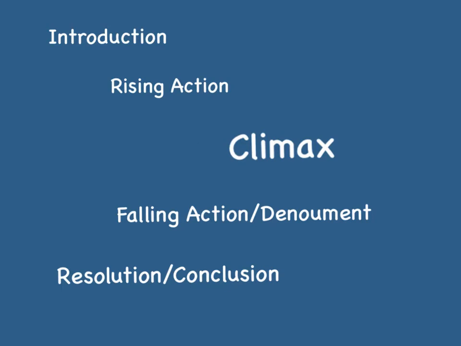After the climax is the falling action, and some people refer to this as the denouement. And this is when all of those loose ends start to get tied up. There's usually very few things that happen during the falling action, but it leads into the resolution or conclusion, where all of those major conflicts have now been resolved and no further conflicts are introduced.